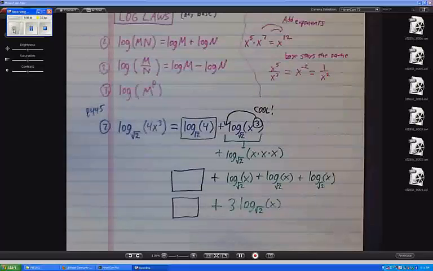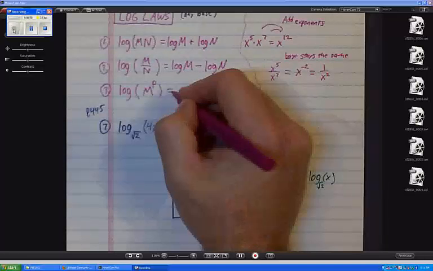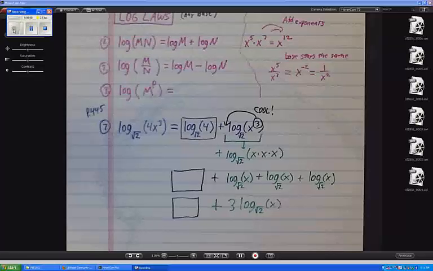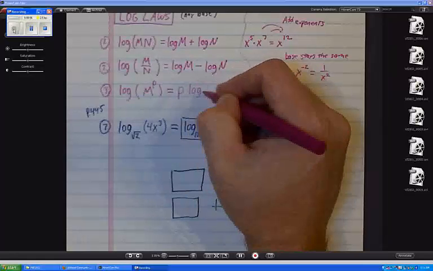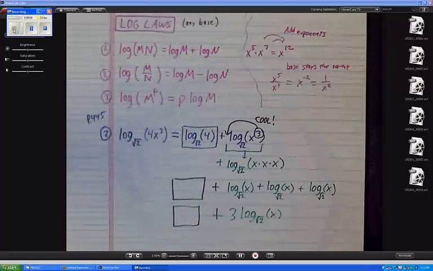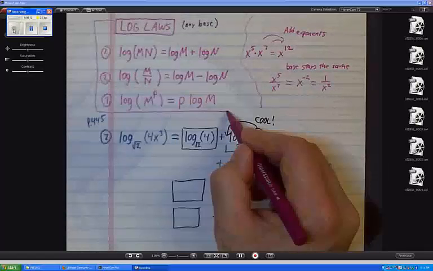Any exponent? Let me think for a minute. Yeah, any exponent. Okay. So that means let me write the third log law, and then we'll have them all in our notebook. What is the log of m to the p power? It is p log of m. And so, armed with these laws, I am ready to tackle the rest of the chapter.